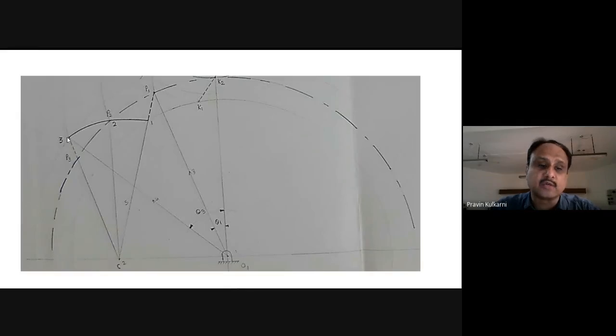Similarly, 3 is now a silent point. 3 will be active when its P3 will be at the pitch point. No issue with 2 P2. I repeat, 1 will be active when P1 is at the pitch point. So what do? Locate in compass 1 P1 distance. With this as center, locate K1. What is K1? K1 is the active position of 1. I repeat, measure distance 1 P1 in compass, put center over here, pitch point, mark K1.